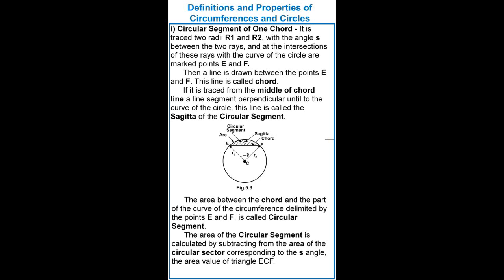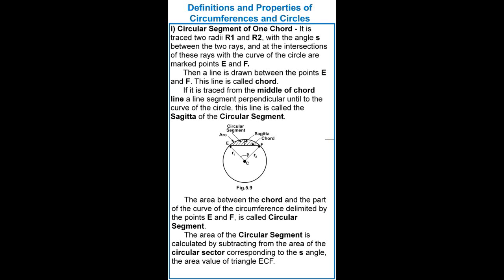This slide shows the concepts of arc, circular segment, sagitta, and chord. Figure 5.9 shows the circle with center C, where 2 points E and F were marked in the curve of the circle. By connecting the point C, which is the center point, to the point E of the curve, we have the radius R1. By connecting point C to point F of the curve, we have radius R2. Thus the central angle S is formed.